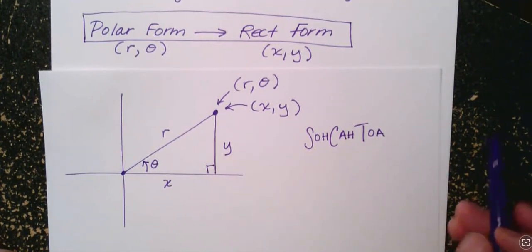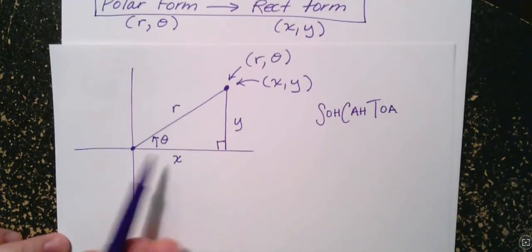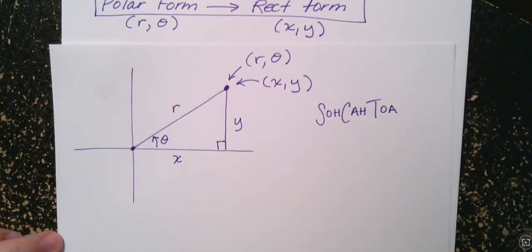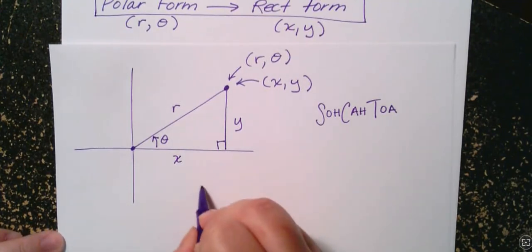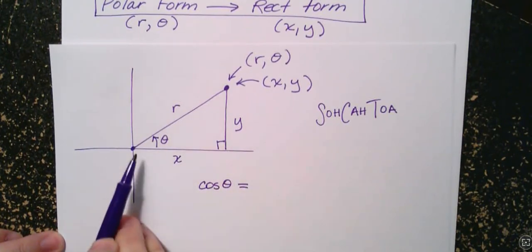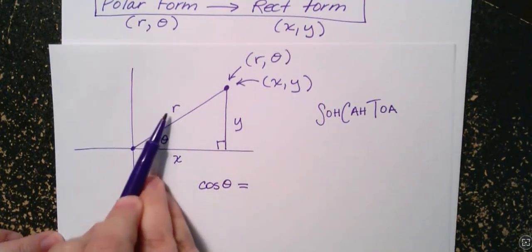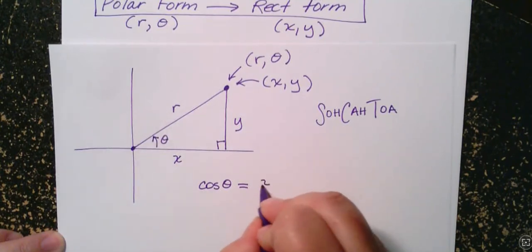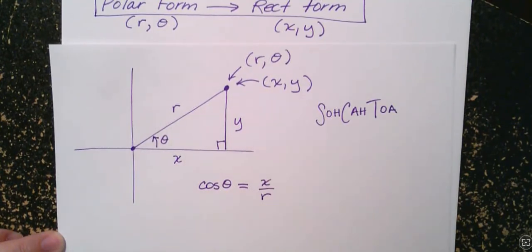So if I want to look at, let's say, x, I could recognize that the cosine of theta is adjacent over hypotenuse, so it's x over r. Which means if I want x to be alone, I could multiply both sides by r here, and I'll get x equals r times the cosine of theta.